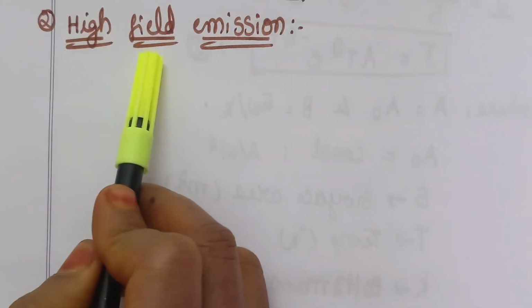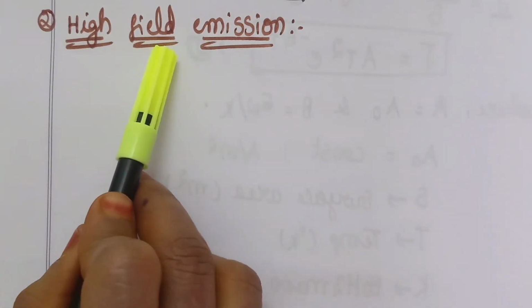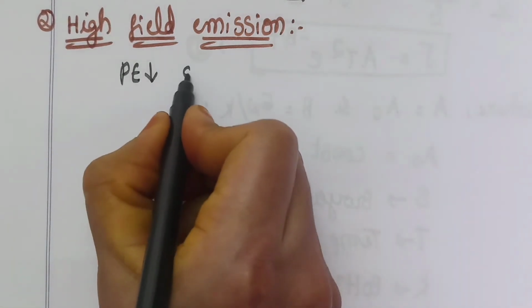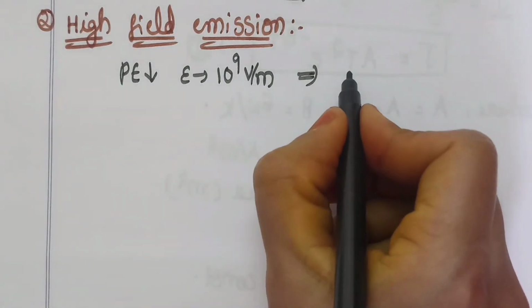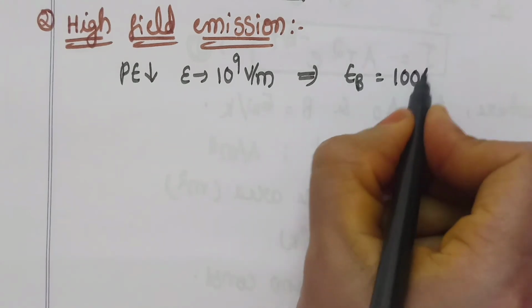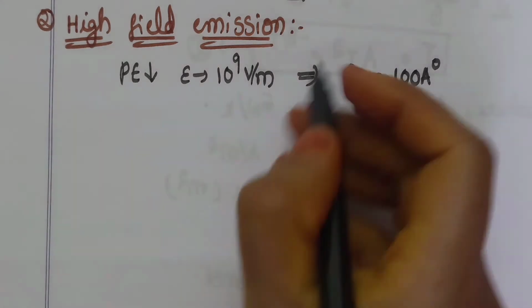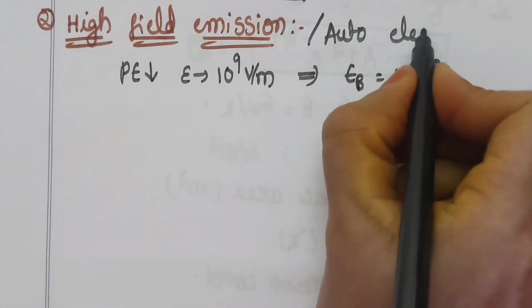The second one is high field emission. As the name suggests, the emission of electrons takes place due to a highly intense electric field. Suppose a cathode is placed inside a very intense electric field, then the potential energy barrier is reduced. With a very intense electric field, say up to 10 to the power of 9 volts per meter, the barrier is very thin, about 100 angstroms. So the electron will travel through the barrier. This type of emission is called high field emission or auto-electric emission.